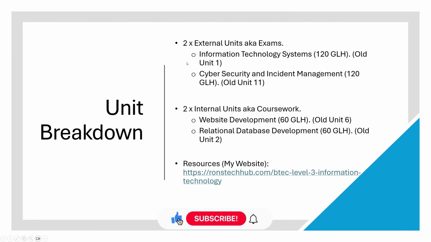We have 2 external units, also known as exam units. So we have information technology systems, that's the first one. And then the second one would be cybersecurity and incident management. If you go back and watch my old BTEC level 3 legacy stuff for unit 1 and unit 11, the content is going to be very, very similar. I would be very hard pressed to find any differences, especially in unit 1. Unit 11 I haven't looked into in great detail, but it's going to be very similar.